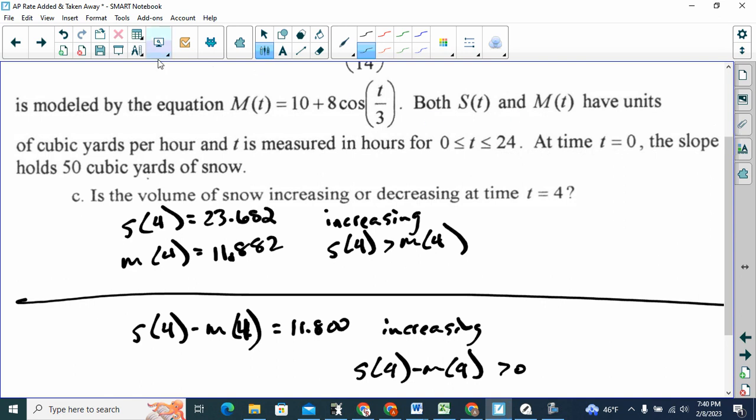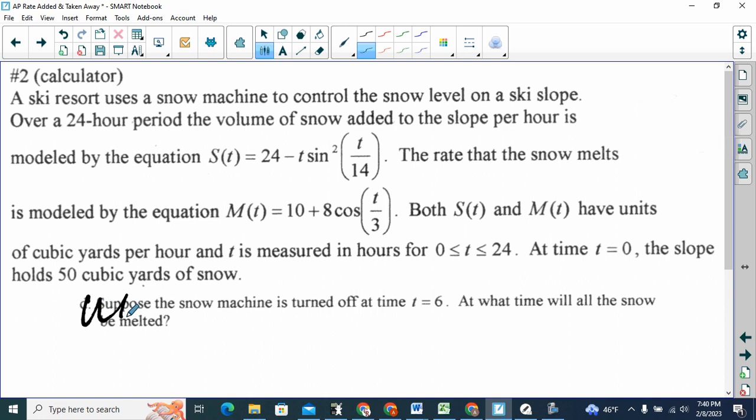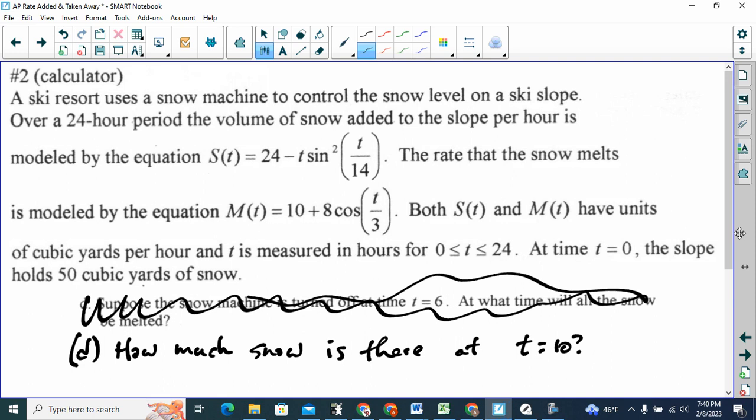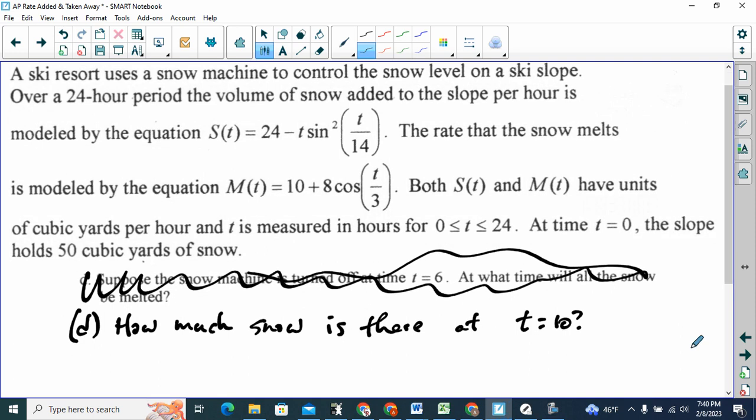Part D, we are going to change what it says on your paper there. Part D, let's suppose it asks, it's a very common problem. It asks how much snow is on the slope, or what is the volume of snow on the slope at a specific time, at t equals 10. So how much snow is on the slope at time 10?